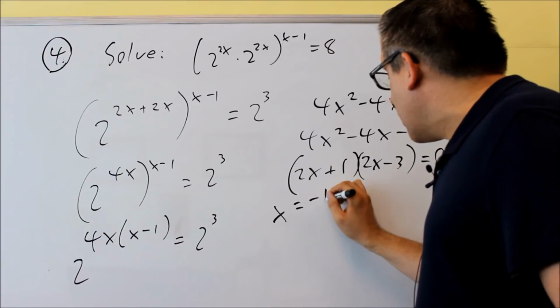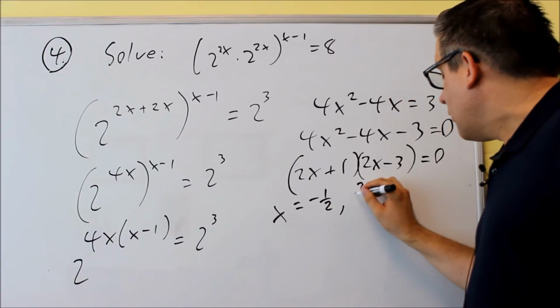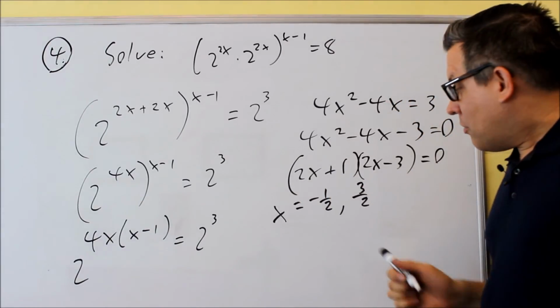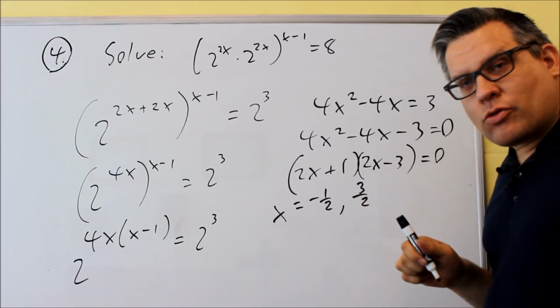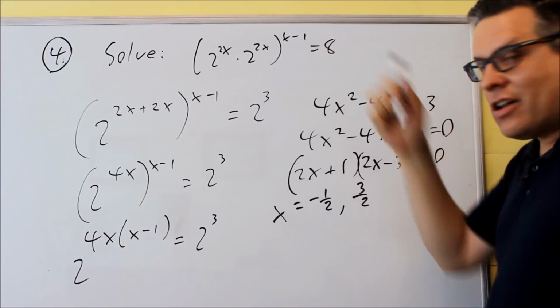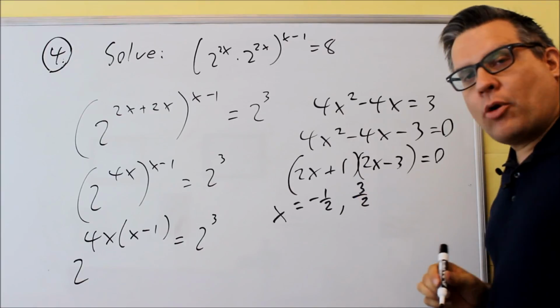And here's the answers you're going to get. You're going to get negative 1/2 and you're going to get positive 3/2. So both of these answers are acceptable. We can always put them back in and check, but in this case both answers will work.